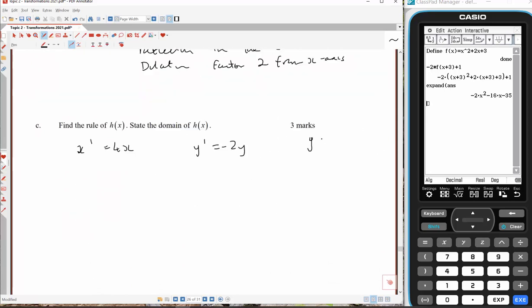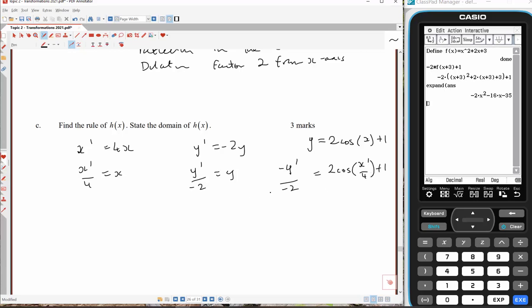Just going to write it down, y equals 2 cosine x plus 1. Okay, so what I need to do is make x and y the subject. So x dash on 4 equals x, and y dash over -2 equals y. Right, we're going to pop them in. So y dash over -2 equals 2 cosine x dash on 4 plus 1.